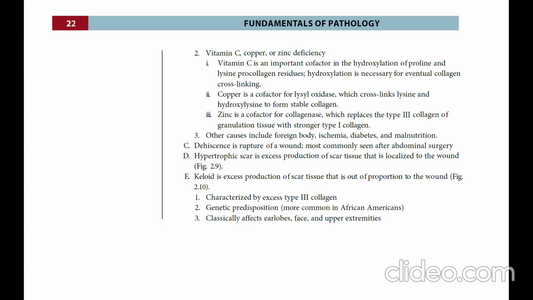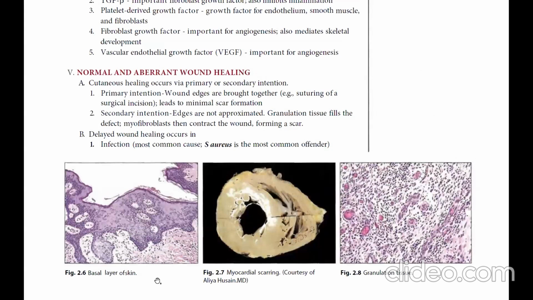Dehiscence is rupture of wounds, most commonly seen after abdominal surgery. Hypertrophic scars are excess production of scar tissue that is localized to the wound. Keloid is excess production of scar tissue that is out of proportion to the wound, characterized by excess type 3 collagen, genetic predisposition, more common in African Americans, and classically affects the earlobes, face, and upper extremities.